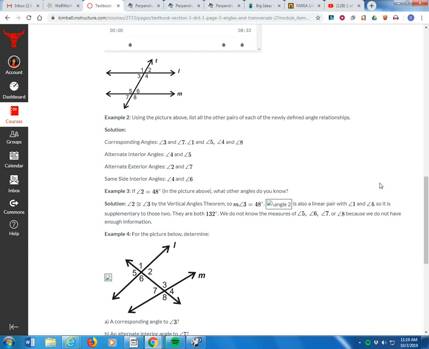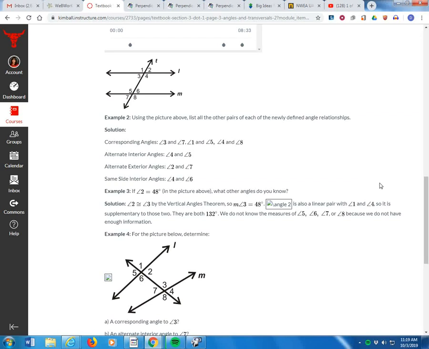They're called corresponding because they correspond to the same position on both lines. Corresponding angles: angles 2 and 6. Give me another set of corresponding angles. 1 and 5. Another set, 4 and 8. Another set, 3 and 7. Good. Everybody see those?